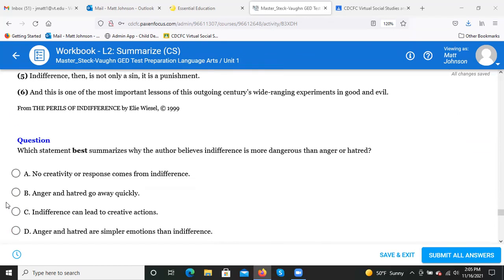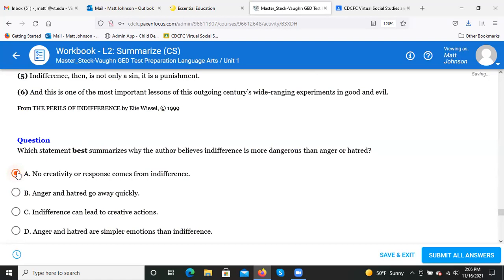And then 12. Which statement best summarizes why the author believes indifference is more dangerous than anger or hatred? A, because no creativity or response comes from indifference. B, anger and hatred go away quickly. C, indifference can lead to creative actions. Or D, anger and hatred are simpler emotions than indifference. Is it A? I'm sorry, A. No creativity or response comes from indifference. So that's why it's more dangerous, right?